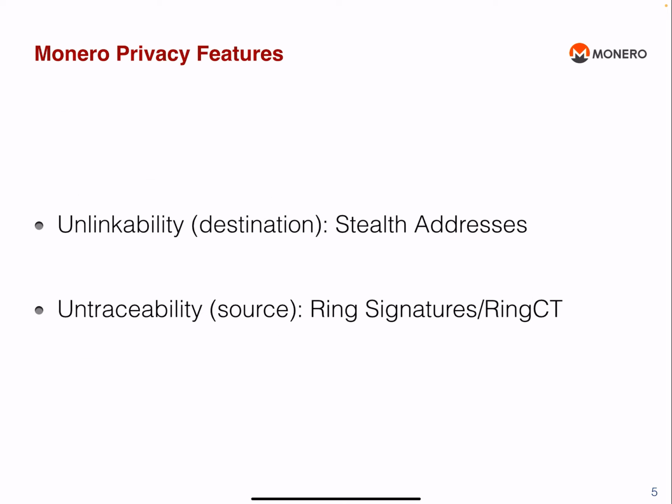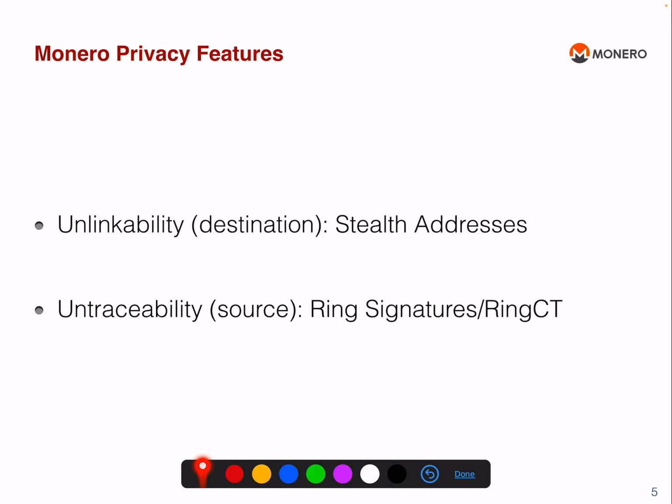So Monero is similar to Zcash, just it's not using zero-knowledge proofs. It's using stealth addresses, and it's using ring signatures or ring confidential transactions to address both unlinkability and untraceability. Right? We have a separate lecture discussing linkability and traceability of transactions.